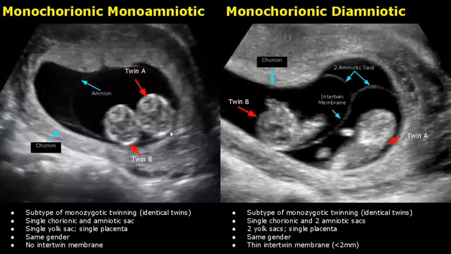The second subtype is monochorionic diamniotic. It has a single chorionic sac but two amniotic sacs. Two yolk sacs will be found, but it will also have only a single placenta. The twins have the same gender. Both of them will be either male or female. An intertwin membrane will be seen between the twins. It is made of two layers of amnion and usually measures less than 2 millimeters. Sometimes this membrane is very difficult to see.